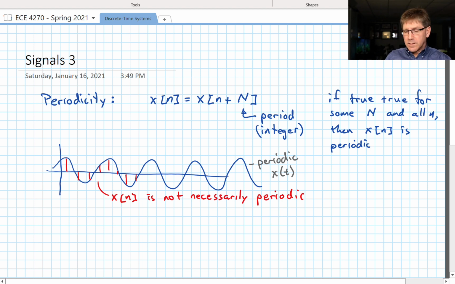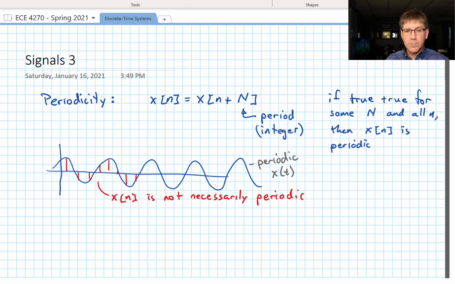And so the continuous time signal being periodic does not imply that the discrete time signal is periodic. I imagine this works both ways. You could have some non-periodic version of x of t, but if you sampled it just right, x of n would be periodic.